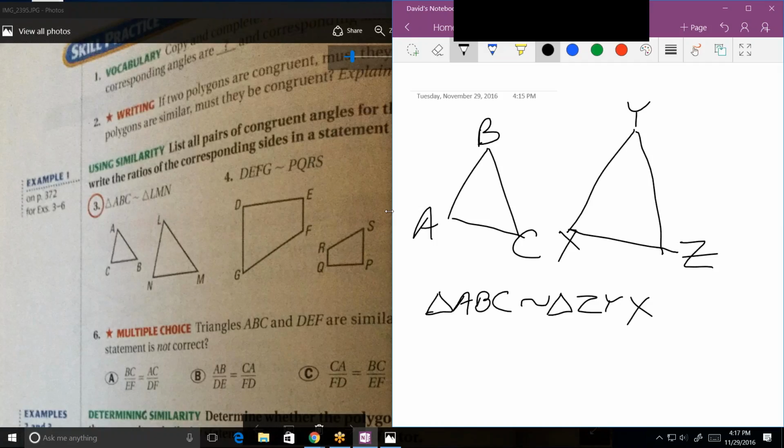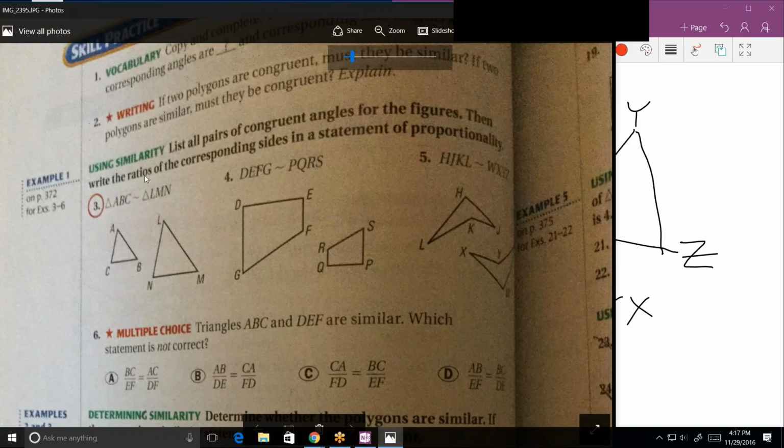And you have to do number 4 also? Yeah. Okay. Hold on a second. Let me read the full directions. Then write the ratios of the corresponding sides in a statement of proportionality. So, I already did 3. What would that be? AB is similar to LM, BC is similar to MN, and AC is similar to LN.